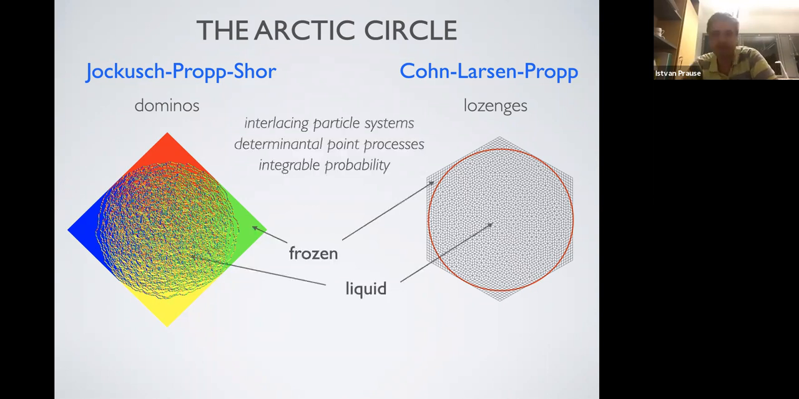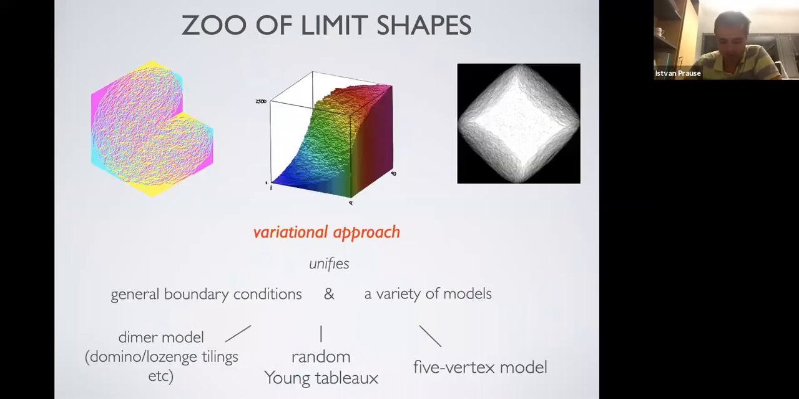Now you can study this kind of problem in many different ways. There are some deterministic point processes behind, and so on. But what we're going to ask or address here is that there are some harmonic functions behind these pictures. What are those harmonic functions? And for this, the approach we take is a variational approach, which has the advantage that it unifies many things. It works for general boundary conditions.